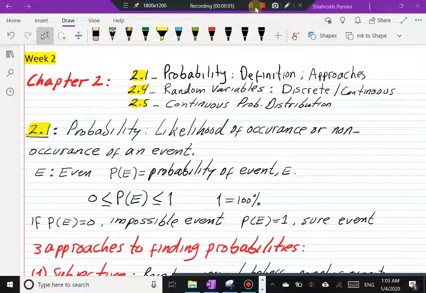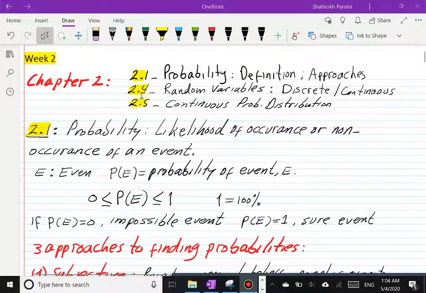Hello everyone. So we are in chapter 2 and chapter 3 this week. This is the beginning of week 2 of this course. In chapter 2 we're going to look at 3 sections. Section 2.1: probability, the definition of probability, and looking at approaches to finding probabilities.